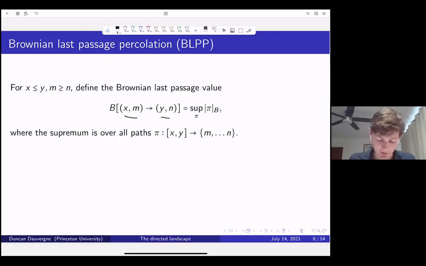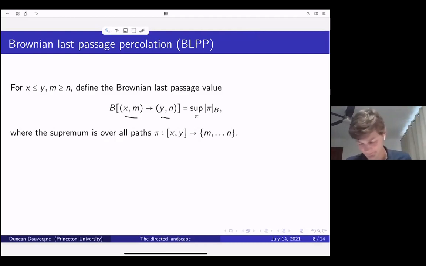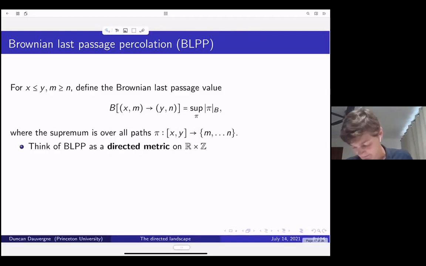And one other thing I'll note about this is that these distances are only defined for points in the right order, because paths, as I drew them, can only go up and to the right. So if you have points in the wrong order, you cannot define this distance. But that doesn't affect what you expect to see in the scaling. Okay, so this is reiterating what I was saying. Even though there are some differences which mean this is not a metric, it really is best to think of this as a directed metric on R cross Z, the space where the Brownian motions live.